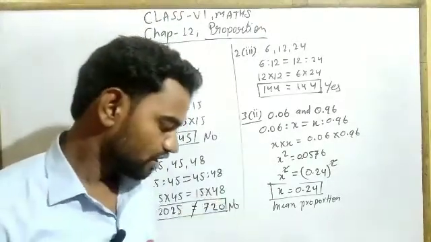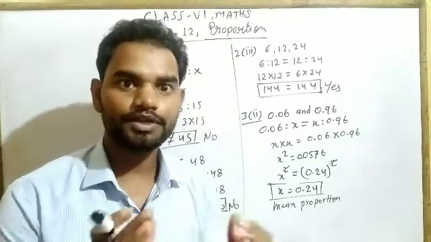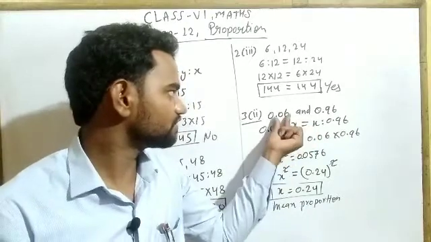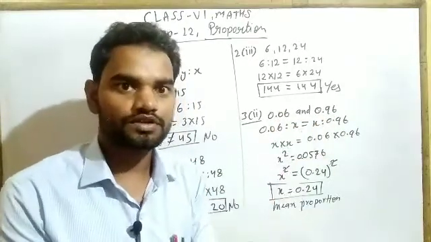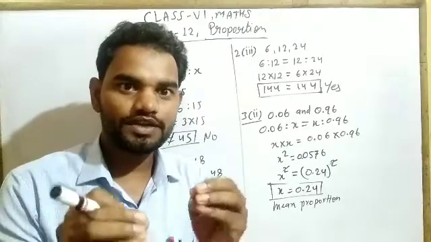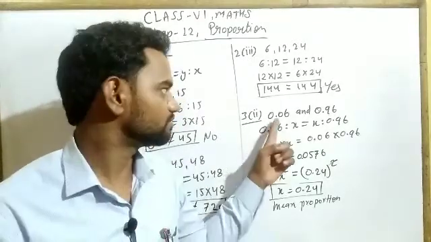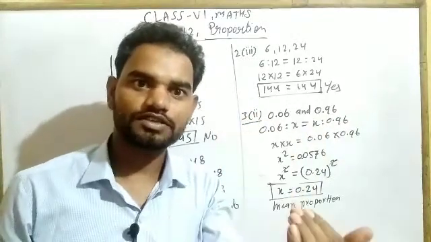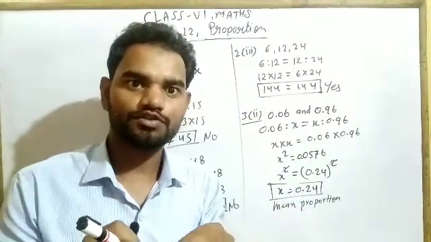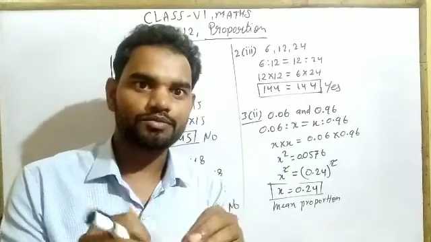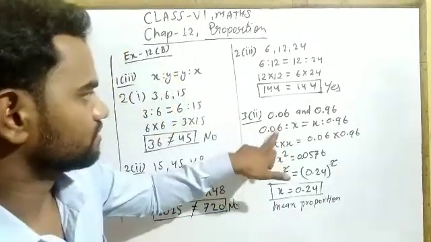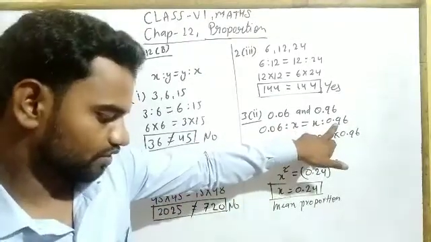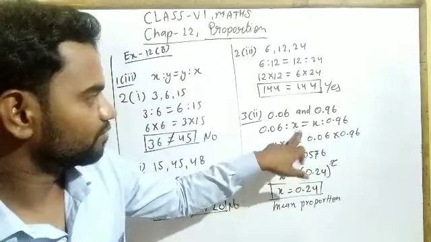Question number 3: find the mean proportion between the two given values. Mean proportion means we will insert a middle term. Only 2 points are given there, the first value and the second value. This will be the first term and this will be the fourth term. The second and third we will insert, and they are in continued proportion, so the middle term will be repeated there. This is the first term, second term, third term, fourth term.